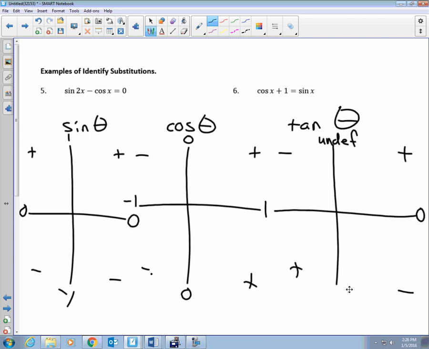Let's go back to this spot. What is 0 divided by negative 1? 0. What is negative 1 divided by 0? Undefined. So you now see very plainly some of the very important values of sine, cosine, and tangent as we're going to solve some equations. Okay? So you're going to reference that from time to time.